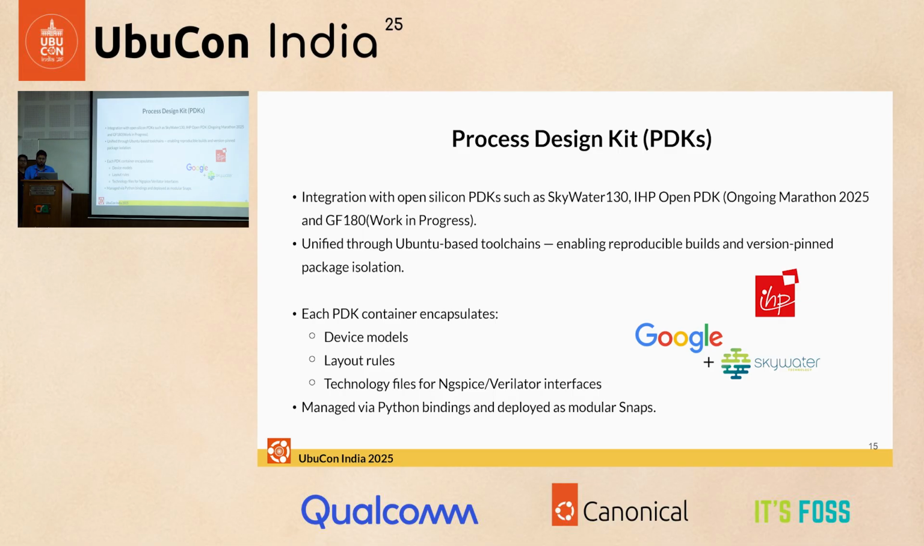At later stages, we will include the GF 180 from Global Foundries. Having this PDK inside eSIM will help when you are going for manufacturing. Your work will be more hands-on: if you have done the simulation and it works with this PDK, then you can move to manufacturing and fabrication.